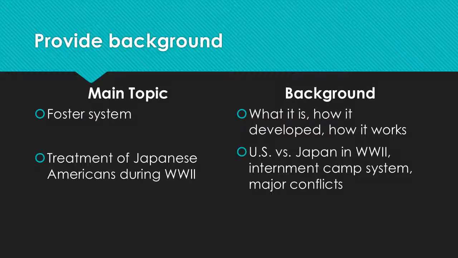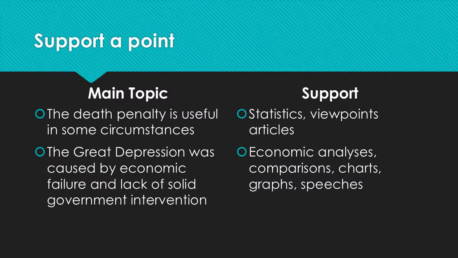Another topic that at least one person is doing is the treatment of Japanese Americans during World War II. So for some background there, we'd have to consider, what was the relationship between the U.S. and Japan in World War II? What were the internment camps, and what were some major conflicts that happened? So each of these people would have to have at least one source that discusses these things and provides background to use in the paper.